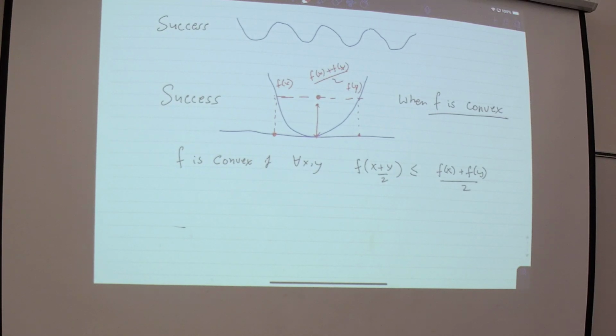Right? But what is f of (x plus y) over 2? Well, there you just look at the midpoint of those two things. Maybe that point is somewhere here. This is (x plus y) over 2, and this is f of (x plus y) over 2. So now we're looking at this point versus this point.